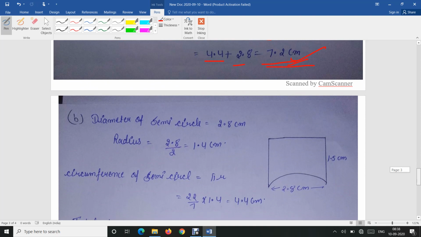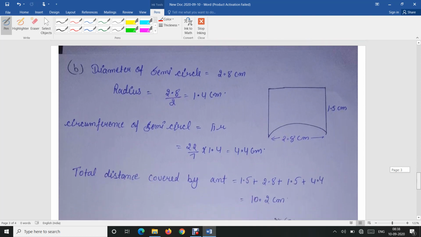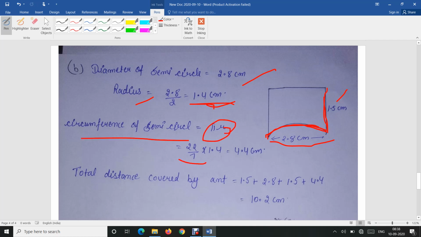In a similar way, we can find the total distance covered by the ant in the second case. This is the figure. The length is 2.8 and the breadth is 1.5 centimeter. This is also a semicircle. The diameter of this semicircle is 2.8 centimeter and we can find the radius by dividing the diameter by 2, so the radius is 1.4 centimeter. The circumference of the semicircle is pi r, pi is 22/7, r is 1.4 and the answer is 4.4 centimeter.